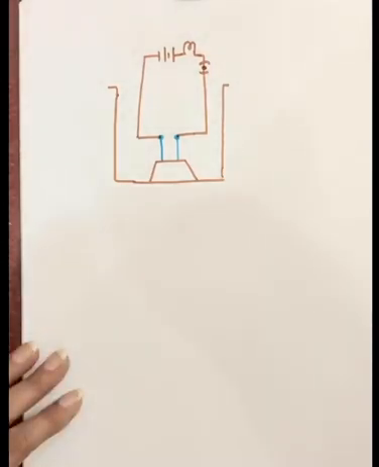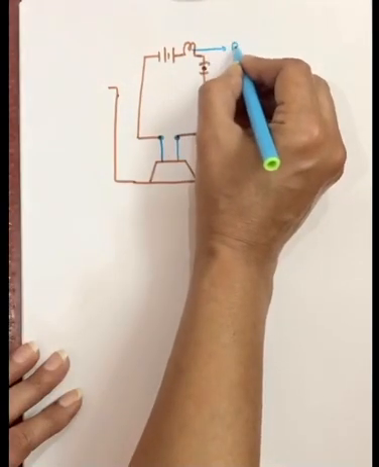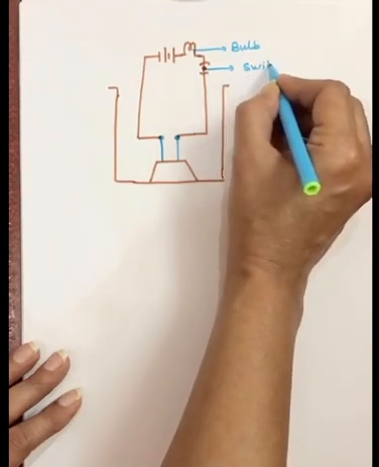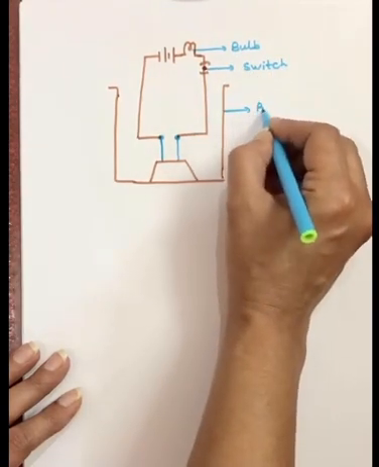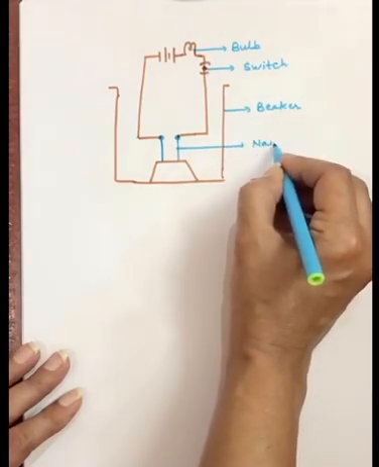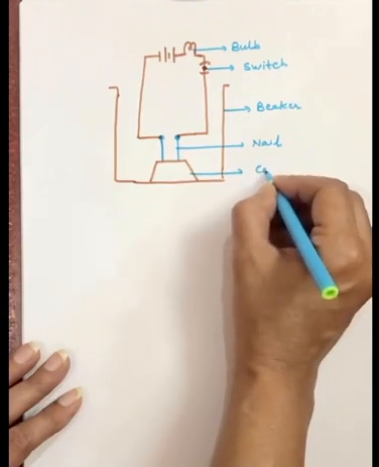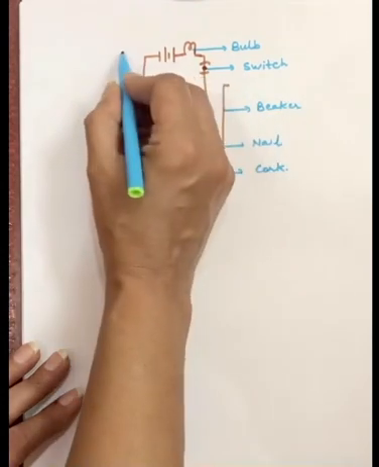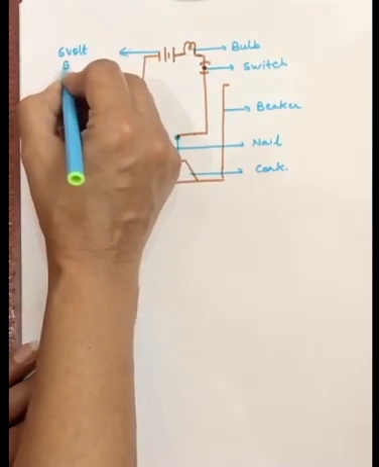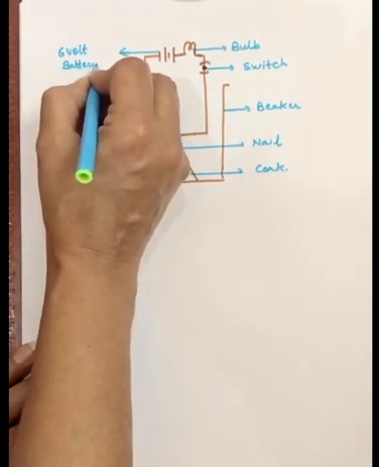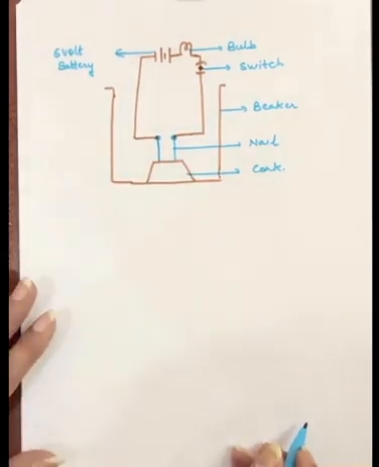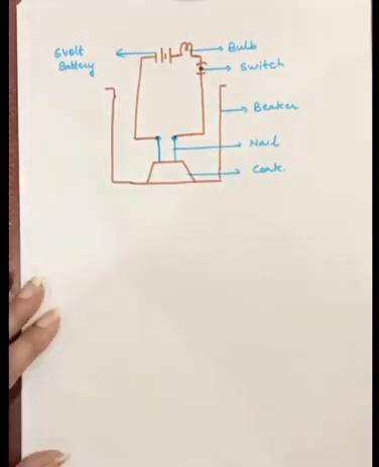So this is a bulb. This is switch, beaker, nail. This is cork. And this is a 6-volt battery. Now the four solutions that we have mentioned, that is glucose, alcohol, hydrochloric acid, sulfuric acid. One by one we have to add the solutions in this.